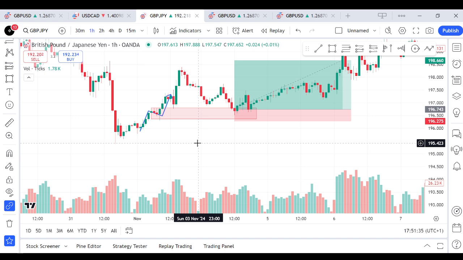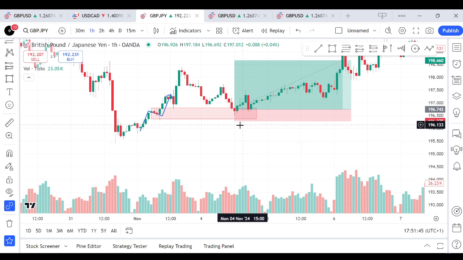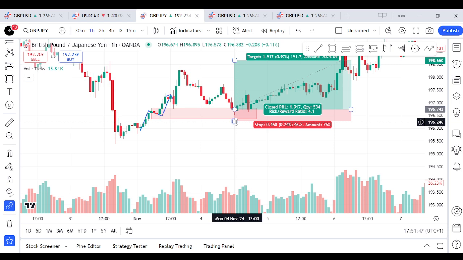Another common mistake to avoid is neglecting risk management. So proper position sizing and stop loss placements are non-negotiable. Risking too much on a single trade or setting stop losses too tight, I've discussed this. Setting stop losses too tight can lead to account destroying losses or blowing your account.